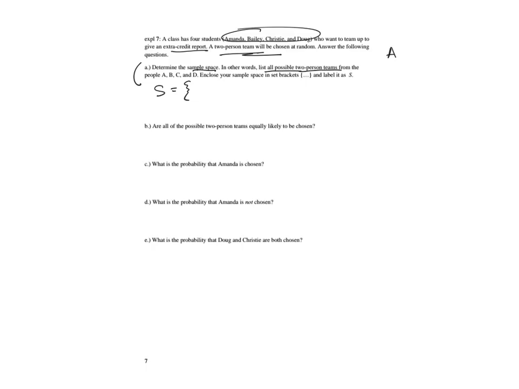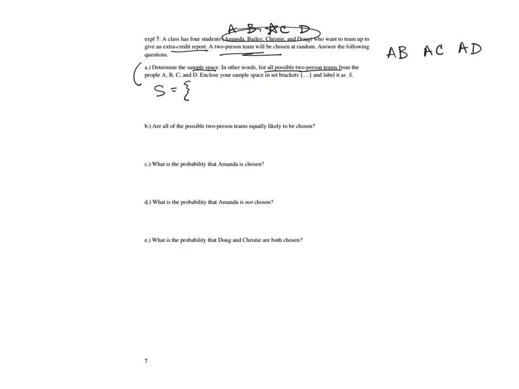This is how I would think about this process. I have Amanda, Bailey, Christy, and Doug. And you'll notice their names start with A, B, C, and D, so we can abbreviate them. So I'm thinking Amanda goes with Bailey, that's one 2-person team. Amanda goes with Christy, that's another 2-person team. Amanda goes with Doug, another one, right?